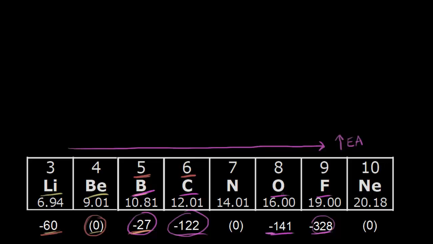And so that's the reason for the general trend that we see here, right? So the reason for these numbers for boron, for carbon, for oxygen, and for fluorine, right? Increased number of protons in the nucleus. All right, let's think about one of the exceptions to that general trend, right? We can see nitrogen has an electron affinity of 0, which means it's going to take energy to add an electron to the neutral nitrogen atom.